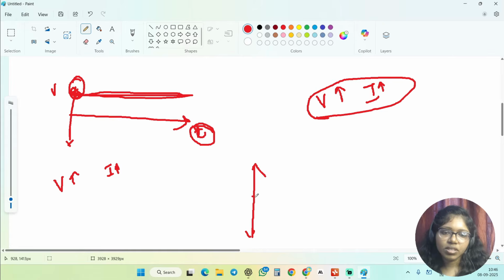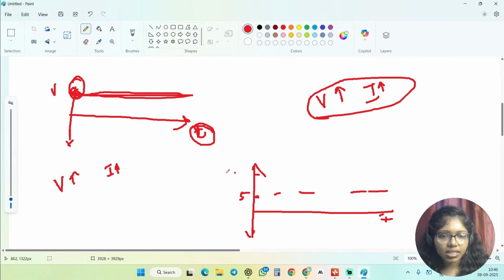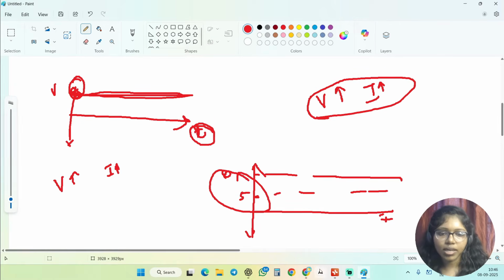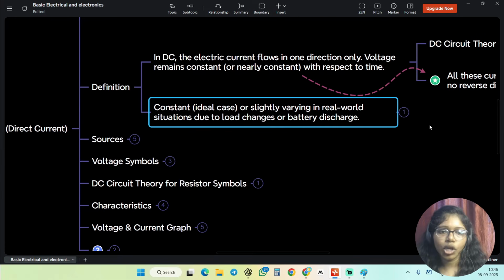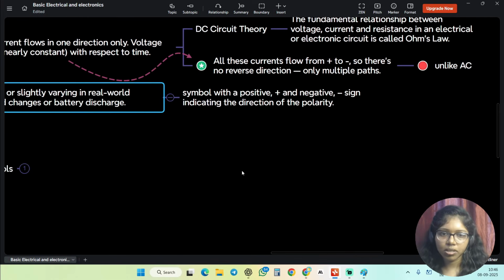So at the time, if it is 5 volts and you calculate the current, and then you increase the voltage, the current also increases. Both are related, so that's why we take Ohm's law. It may vary slightly, sometimes it varies.